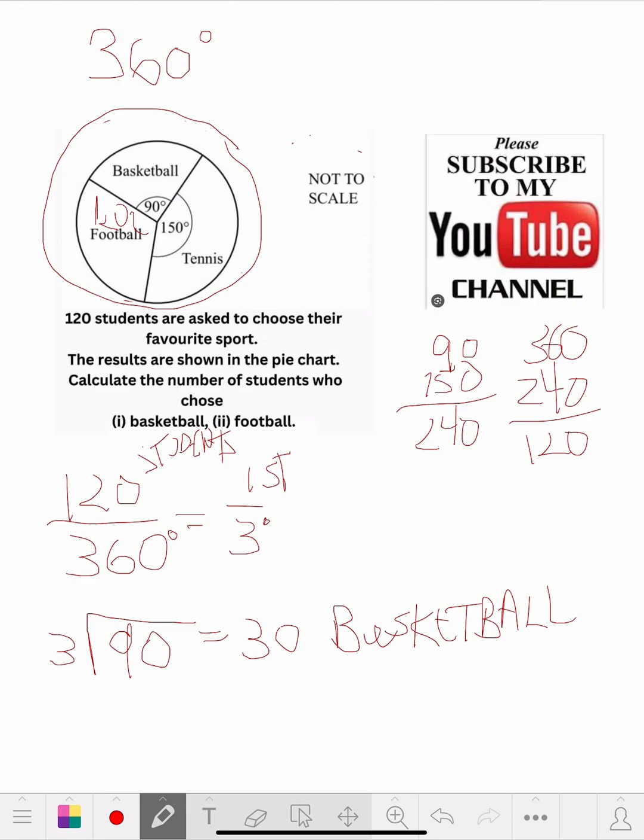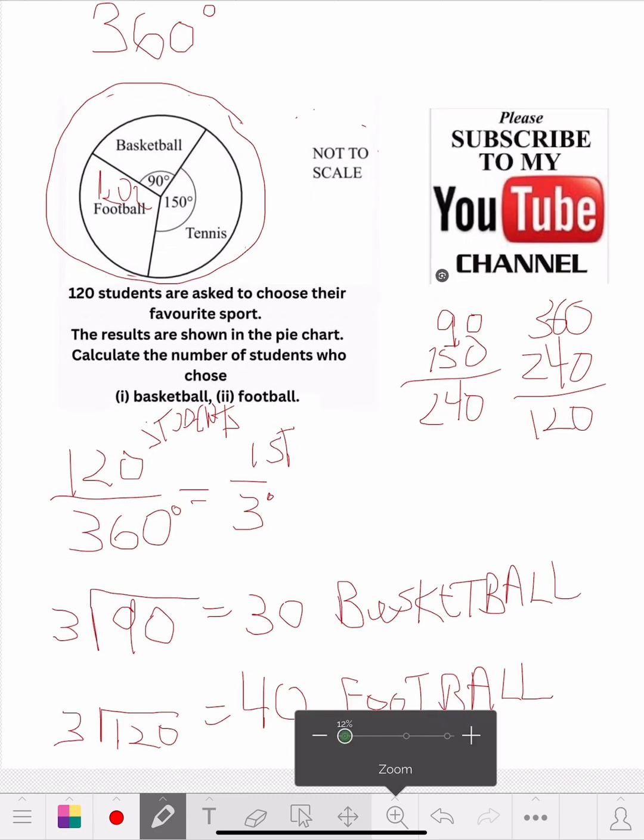So hey, let's do the same thing we did before. So we got 3 into 120 equals 40. 120 divided by 3 is 40 for football. And that was all there was to it. So this was relatively easy.